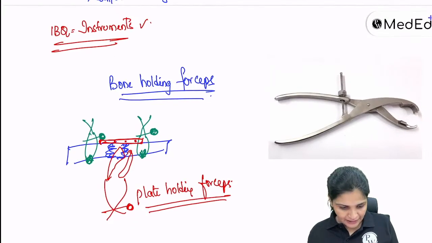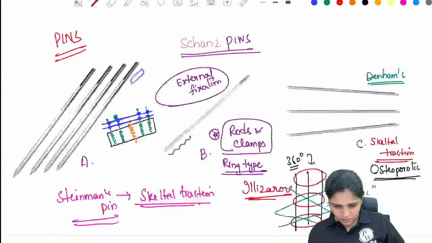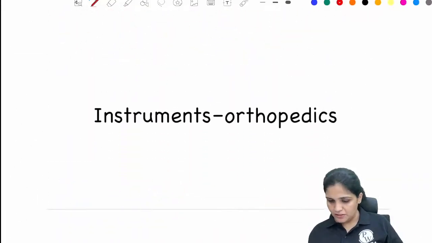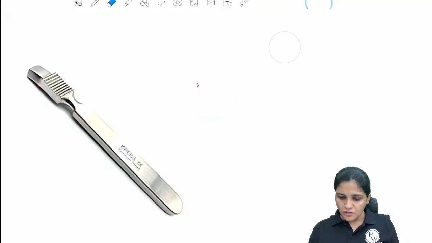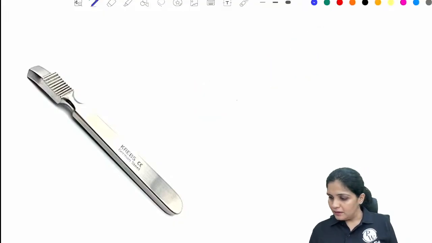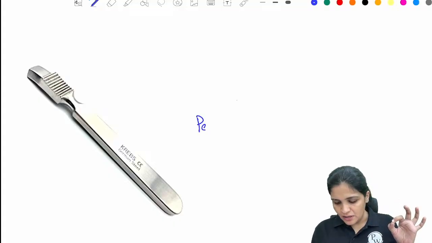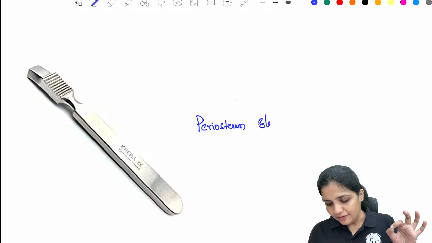And one second, I want you all to see some of the instruments I want you all to remember. So this is the first one. So this is your periosteum elevator. So what is this? MTG, let's make an attempt to identify a few of them, okay? So this is your periosteum elevator. So why do you want a periosteum elevator?